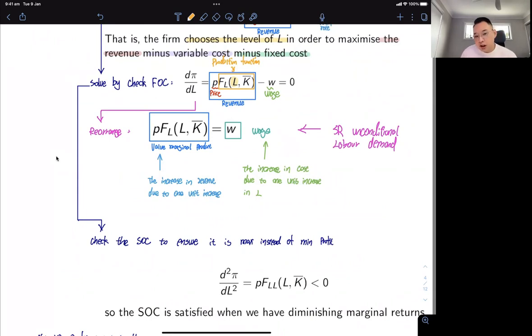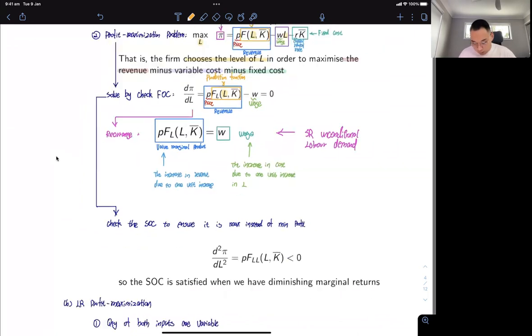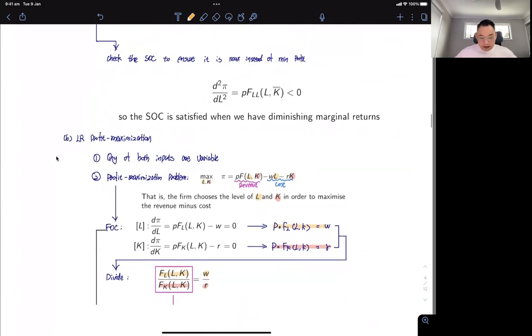We also need to check the second order condition. Because the first order condition equals 0, we might have a minimization point or a maximization point. To ensure that we are maximizing profit instead of minimizing it, we must have the second order condition smaller than 0. So that's the short run.